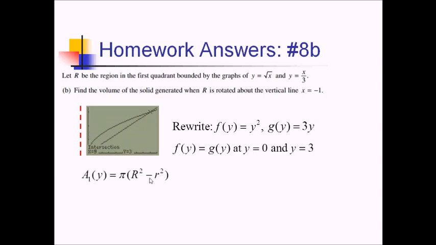A of y equals pi times big R squared minus little r squared. For big R, that's the distance from my axis of revolution to the further away of the bounding functions. So this function here, this was 3y. So the distance here, the positive distance, we're going to write as 3y minus negative 1, or 3y plus 1, I guess you could call it. Or you could call this g of y plus 1. That also works. And we're squaring that. Now we're going to subtract the square of, this is going to be f of y plus 1.